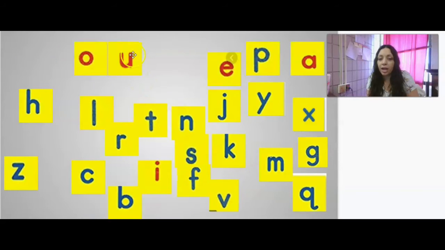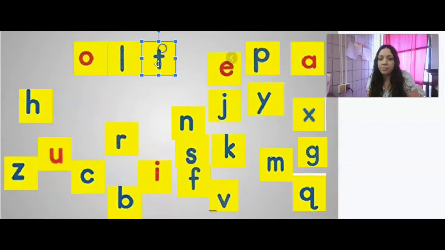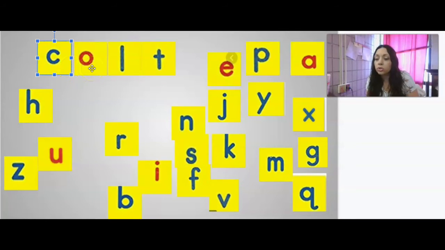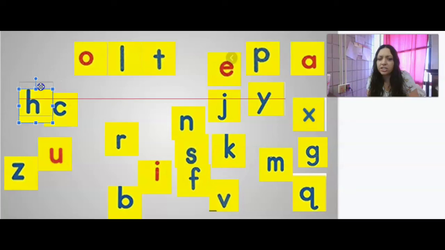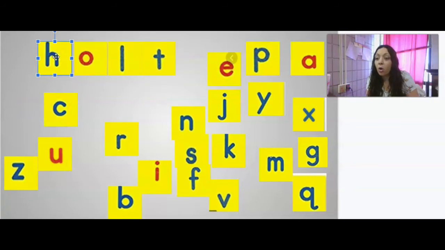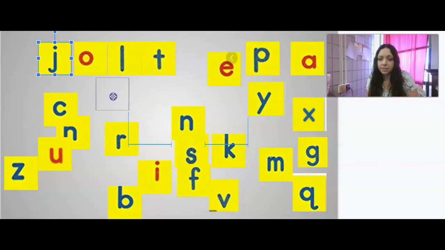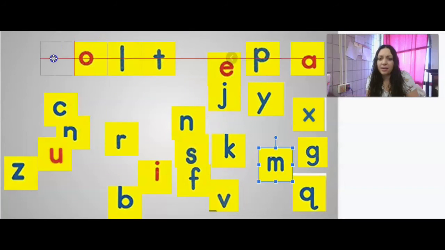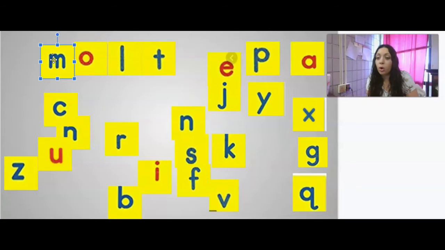So we're going to try a couple of those, and I'm going to put the L and the T behind it, and the first word is wild colt. If I sound it the other way, colt, does that sound right? No, colt. Okay, if I change it to an H, now it's holt, and then a J, jolt. Instead of j-alt, jolt. Okay, what about M? Molt.